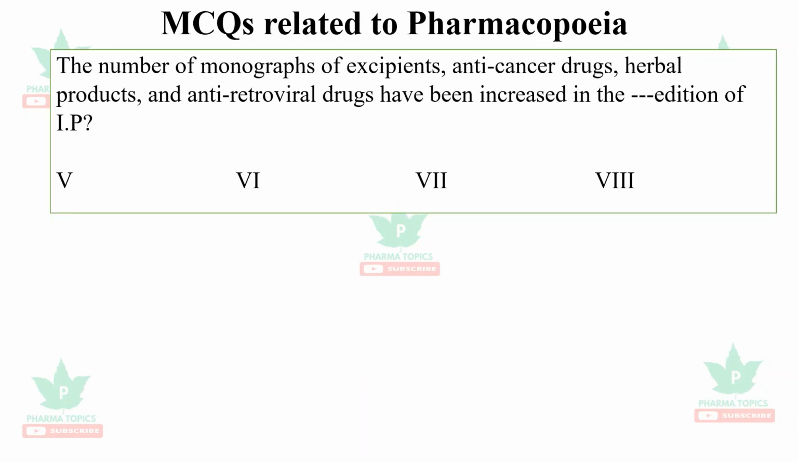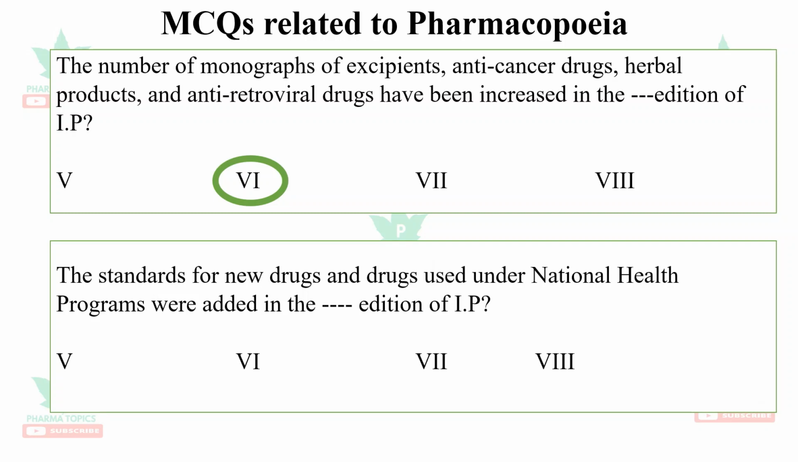The number of monographs of excipients, anti-cancer drugs, herbal products and antiretroviral drugs have been increased in the dash edition of IP. The options are 5, 6, 7 and 8 and the answer is 6. The standards for new drugs and drugs used under national health programs were included in the 6th edition.